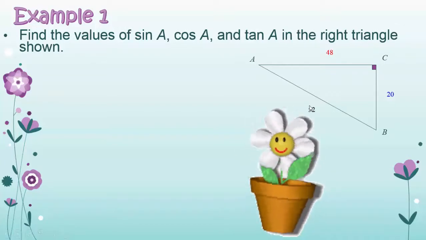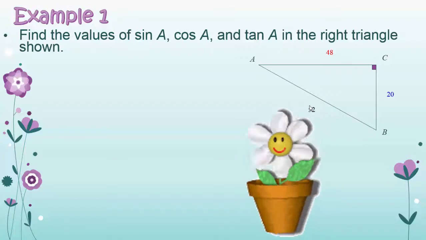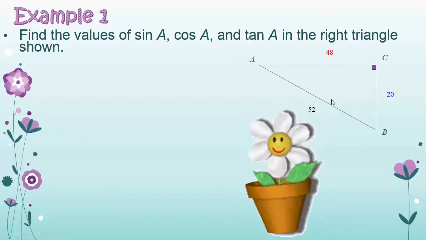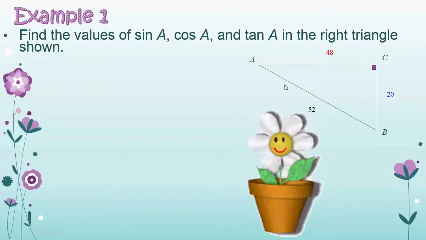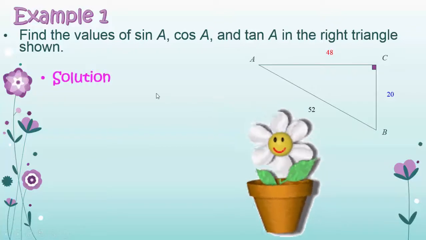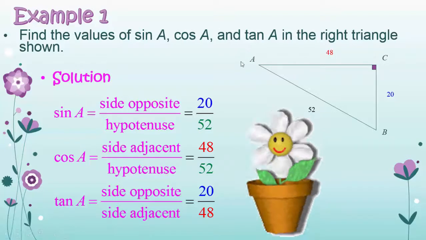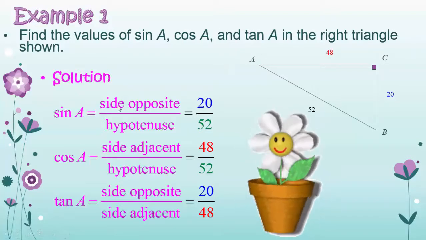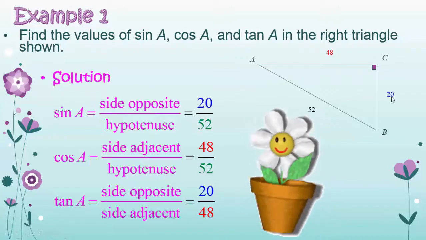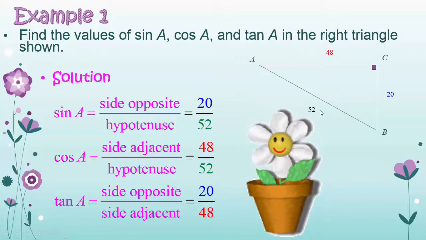So we're going to use our definitions of sine, cosine, and tangent, however you want to remember those. So we start off with the sine of A. So here's A, because we're talking about A. And the definition of sine would be opposite, which is the 20, over the hypotenuse, which is 52.